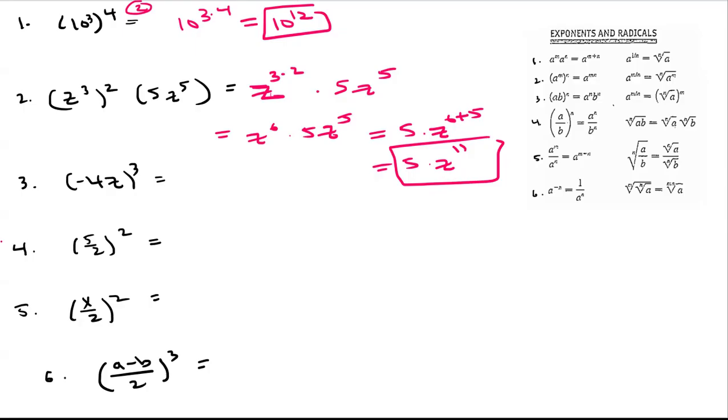Okay, I'm going to skip 3 right now, go to 4. This one here is being divided, but the principle is the same. I have to square the top and then square the bottom. Okay, and again, that only works when we're multiplying and dividing. That doesn't work if we were adding or subtracting in that parentheses. So this would be 5 squared over 2 squared, which gives us 25 over 4.